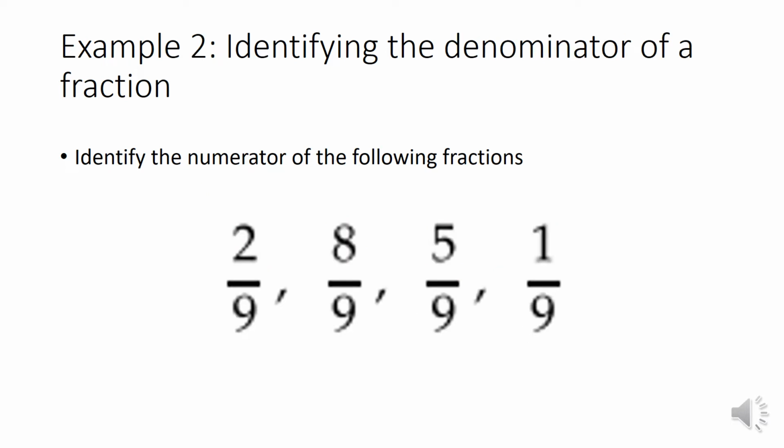Example 2, we're looking for, this should say denominator, sorry. To change that, denominator. So the denominator of this one, we've got 9, because that is the bottom of the fraction. And because it's the denominator for all of these questions, we're always looking for the bottom, so we can see that for all of these, the bottom of the fraction is 9. So numerator is always the top of the fraction, denominator is always the bottom. The key thing to remember is numerator is top, denominator is bottom.